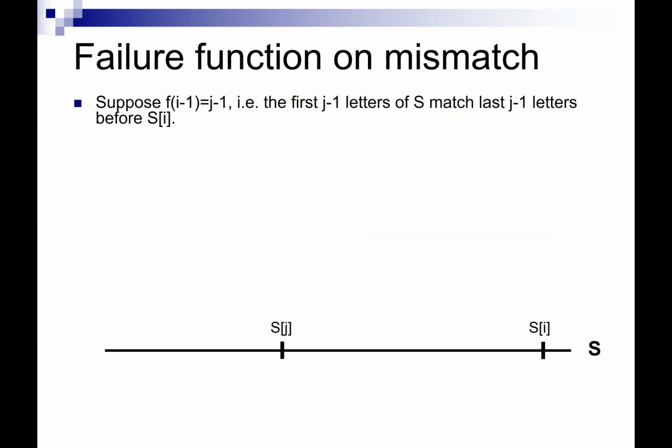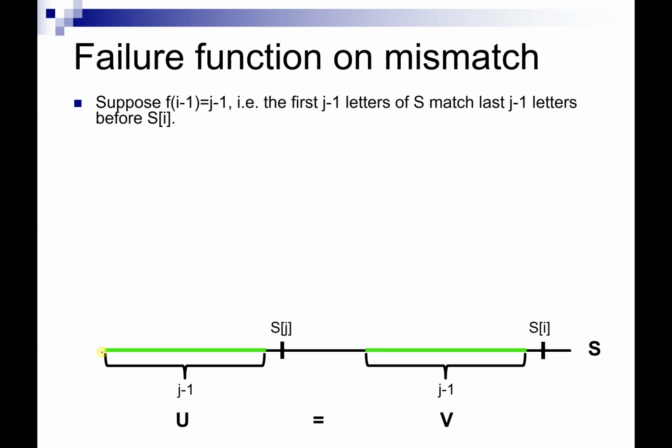So that means that the first j minus 1 letters of s match the last j minus 1 letters before s of i. Okay, so let's sort of draw this out. So the current situation is this is what we have. On the previous iteration we were at this location, and you found that the first j minus 1 letters of s matched the last j minus 1 letters of s before this location s of i. But you found that these two letters do not match.